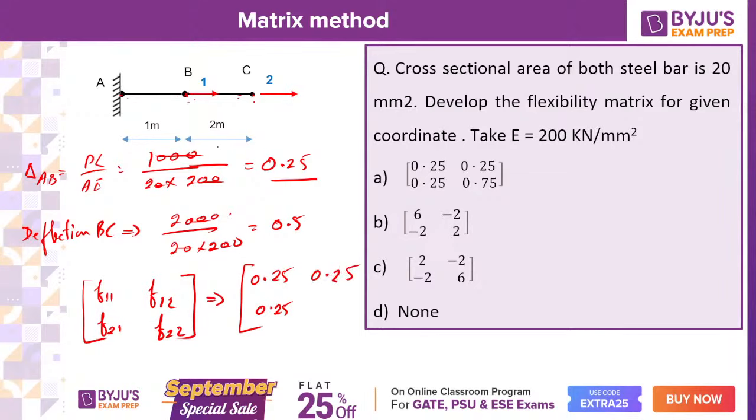Now what about F22? If you are providing a unit load at C, what will be the displacement at C in coordinate direction 2? The total displacement will be the displacement of joint B, that is 0.25, and the displacement of joint C, that is 0.5. So the total displacement will be 0.75 at joint C. Now this is the flexibility matrix for your given system. Did you get that?